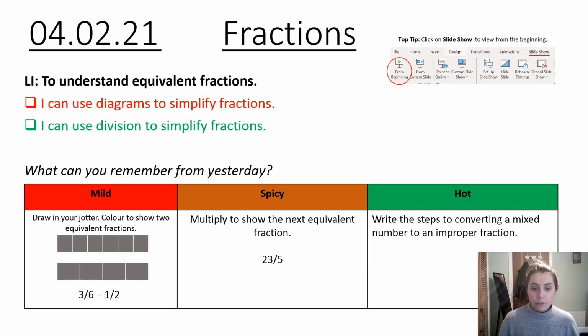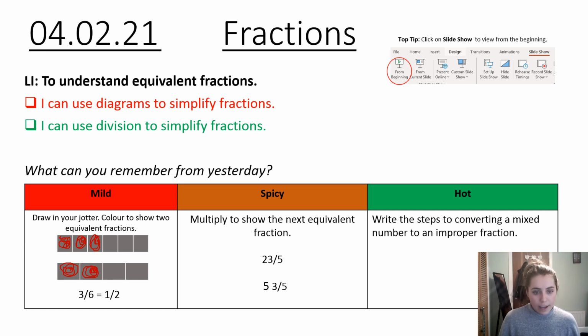So there are your answers. So for this one here, what I would have done is to colour that in. Let's imagine I've coloured this in, coloured this in, coloured this in to show 3/6. And now I want to make that equal a half, so I'm going to colour this one in and colour this one in.